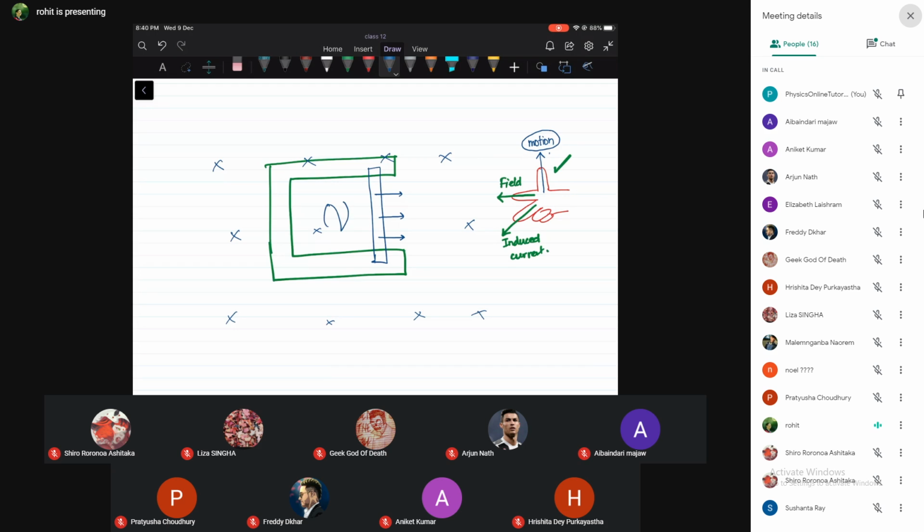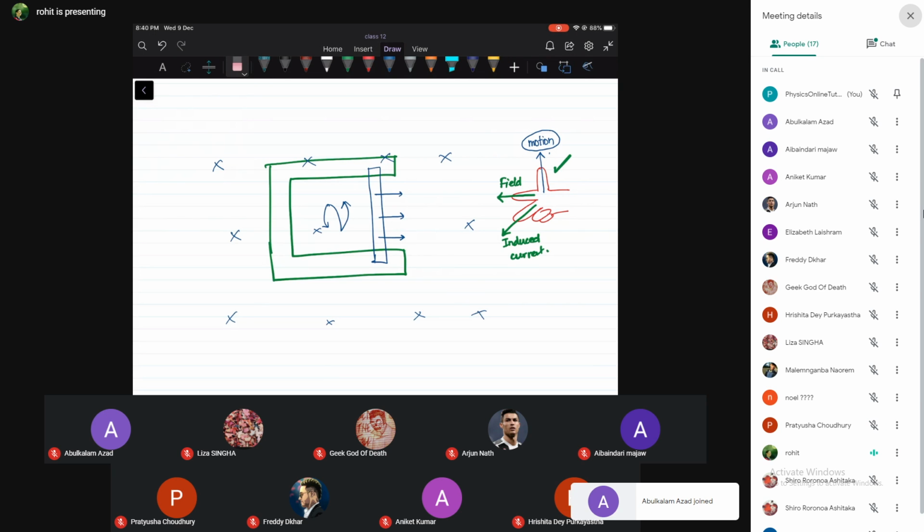A north pole will already be developed. You've already told me the answer. Because the area is getting bigger and bigger, this face is going to feel more and more north pole. So it wants to oppose that, and that's why we are going to generate a north pole here.